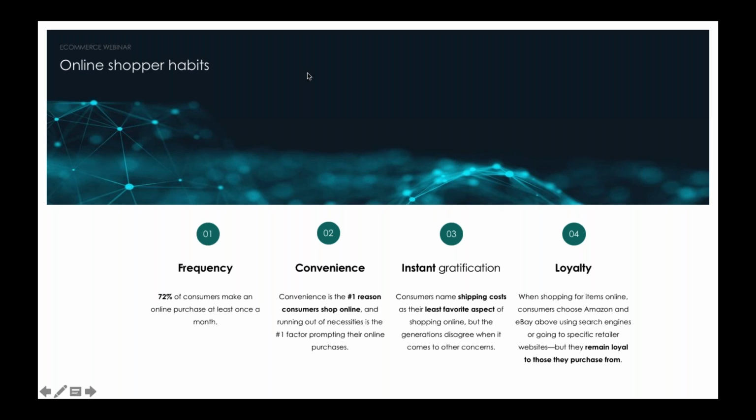And then the last one is loyalty. You know, shopping online, consumers choose Amazon, eBay. They know what they're going to find on there. They know it's all there. They know they don't need to go to too many other places, and then they remain loyal. So if you found a poster that you're looking for on eBay that was random and hard to find, you would immediately go back to eBay the next time you needed to find something similar.